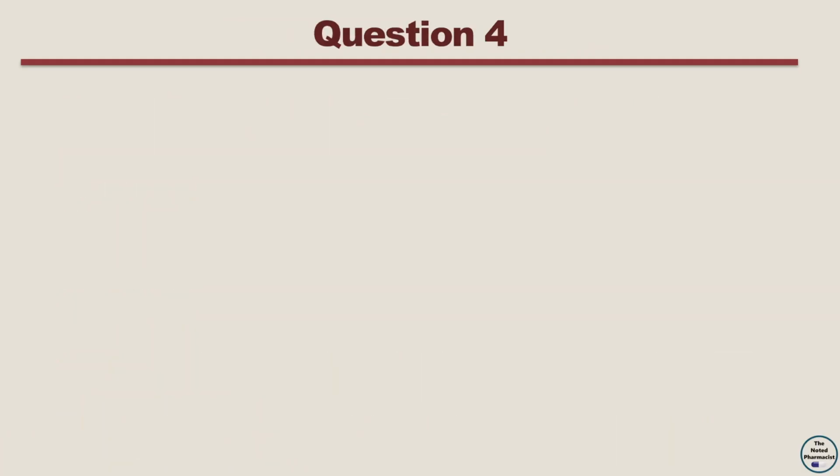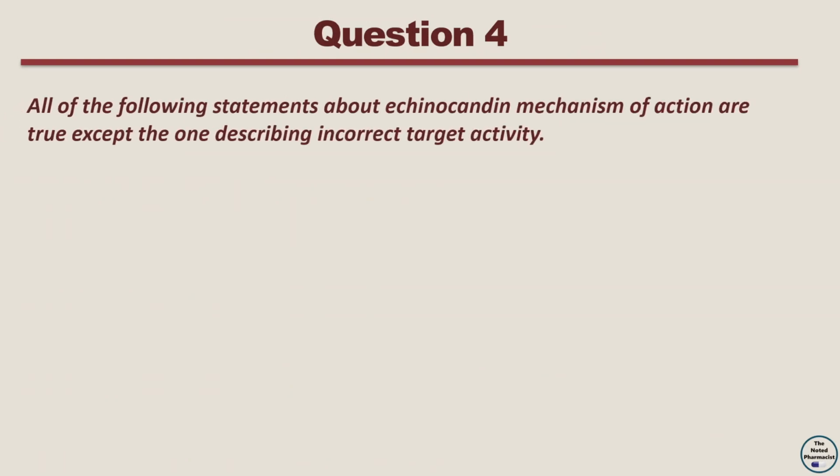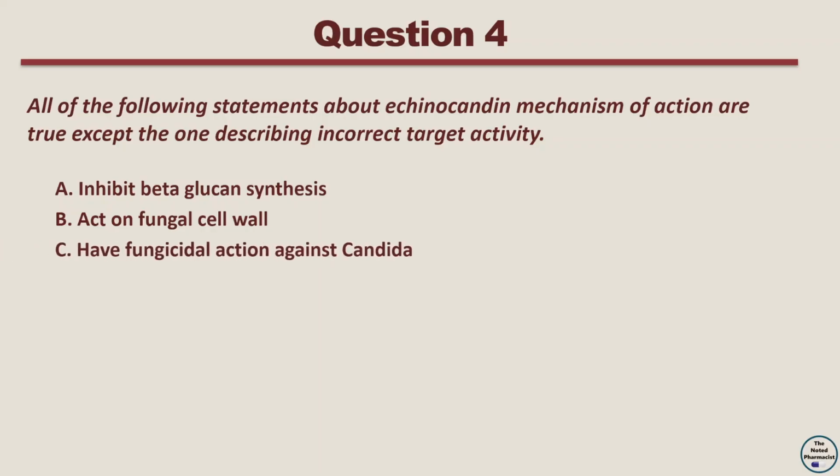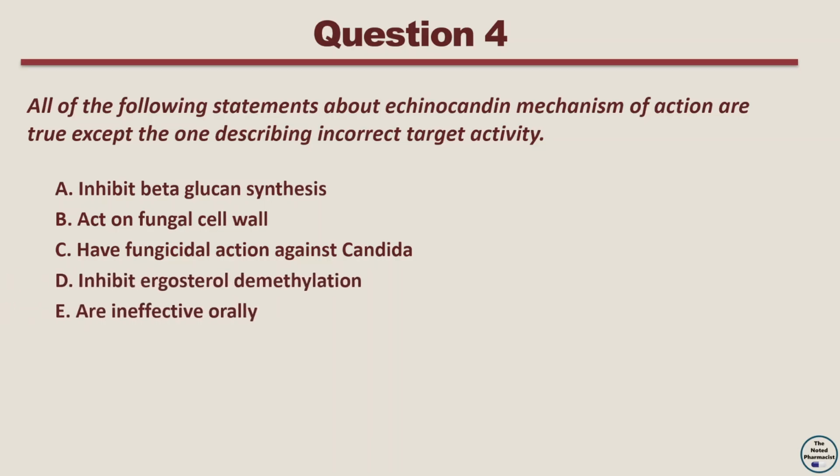Question 4. All of the following statements about echinocandin mechanism of action are true except the one describing incorrect target activity. Option A. Inhibit beta-glucan synthesis. Option B. Act on fungal cell wall. Option C. Have fungicidal action against Candida. Option D. Inhibit ergosterol demethylation. Option E. Are ineffective orally.